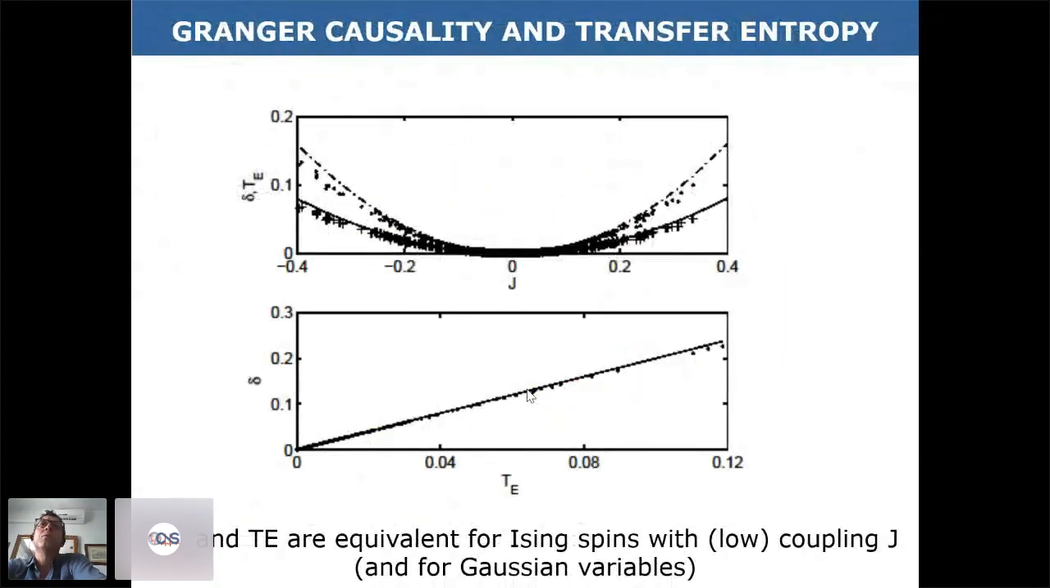By the way, for those of you who study Granger causality instead of transfer entropy, Granger causality is based on autoregressive models, but Granger causality and transfer entropy are equivalent for Gaussian variables, as shown by Lionel Barnett and Adam Barrett, who are also frequent guests of this workshop. Also, Granger causality and transfer entropy are equivalent for Ising spins when the coupling is low. So here we see Granger causality, called delta, and the transfer entropy, one against the other. They more or less lie on the same line, then they start to deviate from one another for high values of coupling. Also, there is a factor of two between Granger causality and transfer entropy.